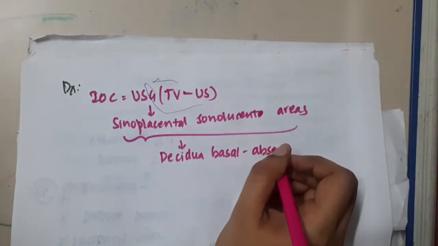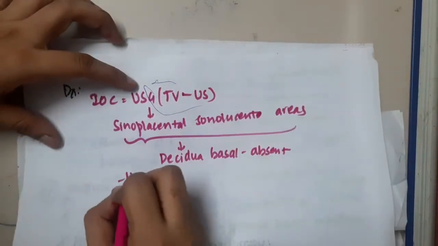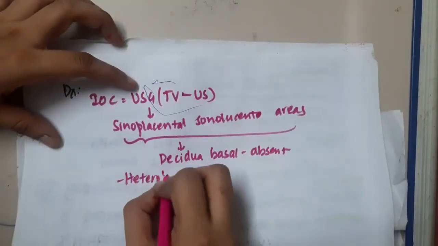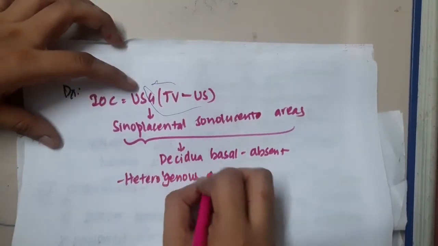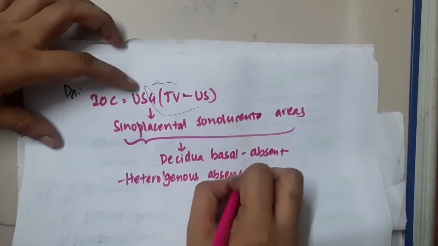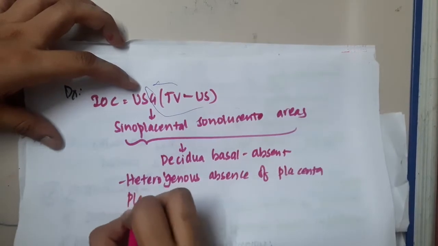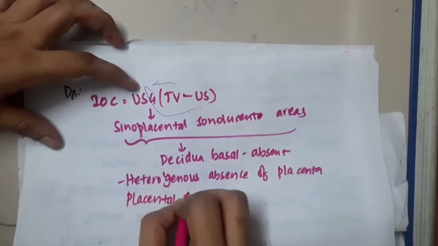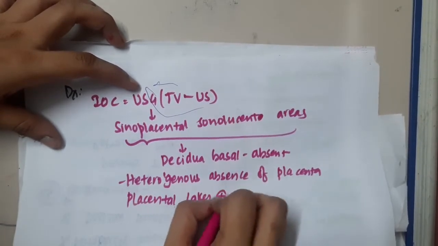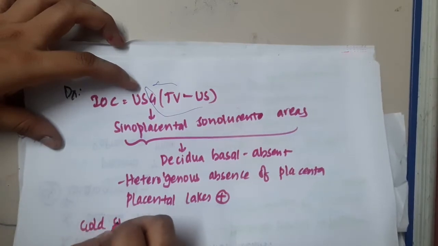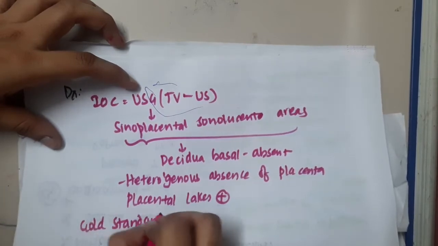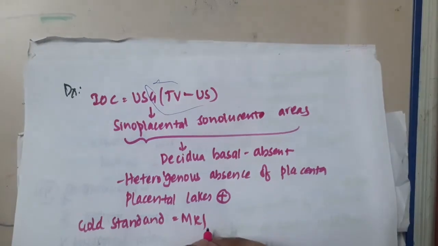Next, there will be heterogeneous or complete absence of placenta seen, and you will also see presence of placental lakes. So what is the gold standard? MRI is the gold standard for this test.